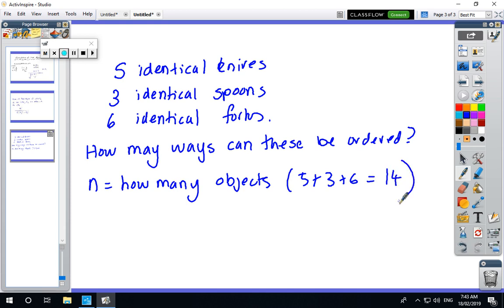So we have 14 objects, and we can put 14 factorial over all the objects that we have that are identical. So I have 5 factorial for the knives, 3 factorial for the spoons, and 6 factorial for the forks. Once you work this out, you just double check your answer.